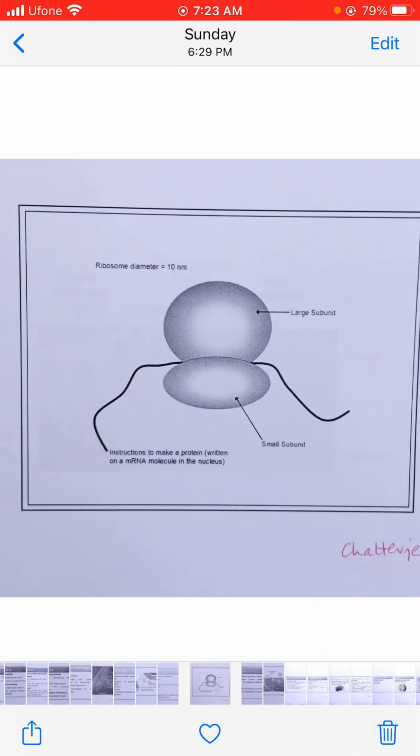The diameter of the ribosome is about 10 nanometers. The upper one is the larger subunit, the lower part is the smaller subunit, and this messenger RNA is made, which carries the message from the nucleus and is then transported out of the nucleus to the ribosome. Then protein synthesis takes place in the cytoplasm with the help of these ribosomal subunits.